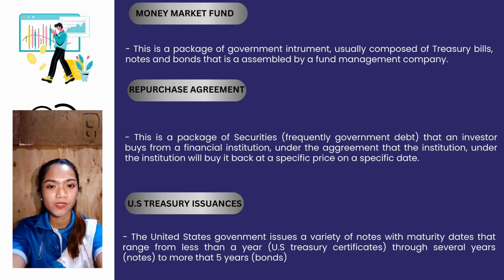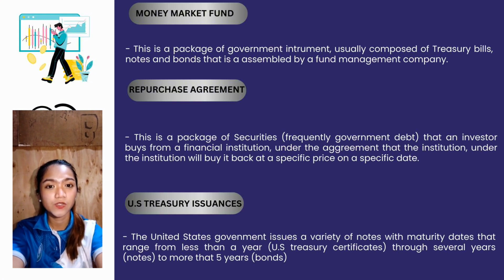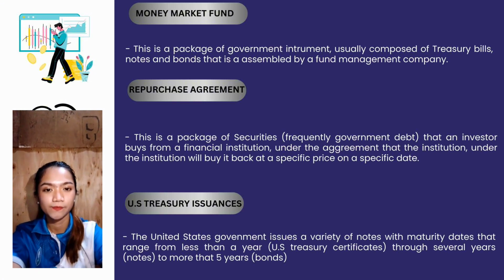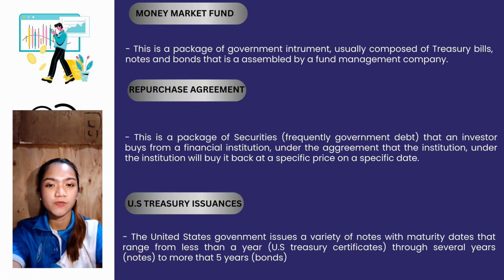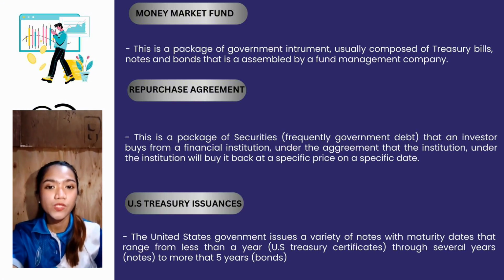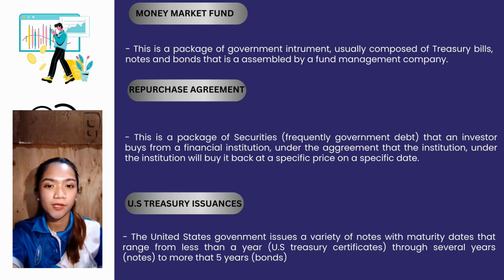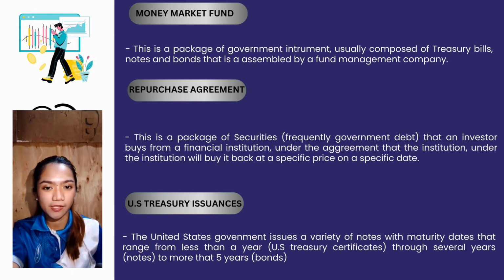Repurchase agreement. This is a package of securities, frequently government debt, that an investor buys from a financial institution under the agreement that the institution will buy it back at a specific price on a specific date. Party A receives the funds from Party B, which they can use for their short-term funding needs, while Party B holds the security as collateral.